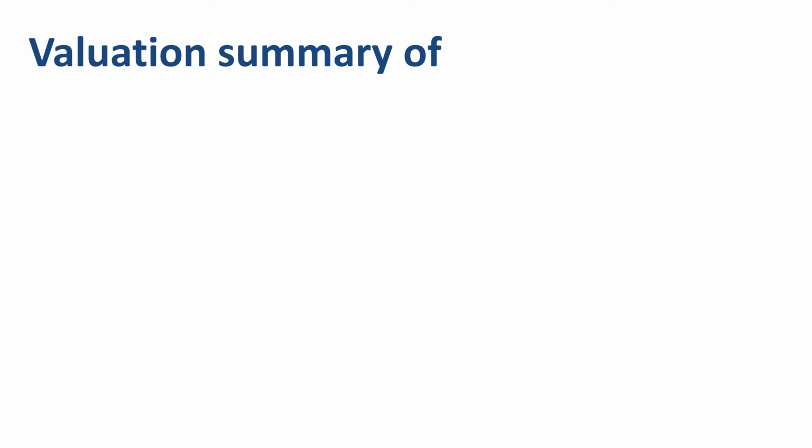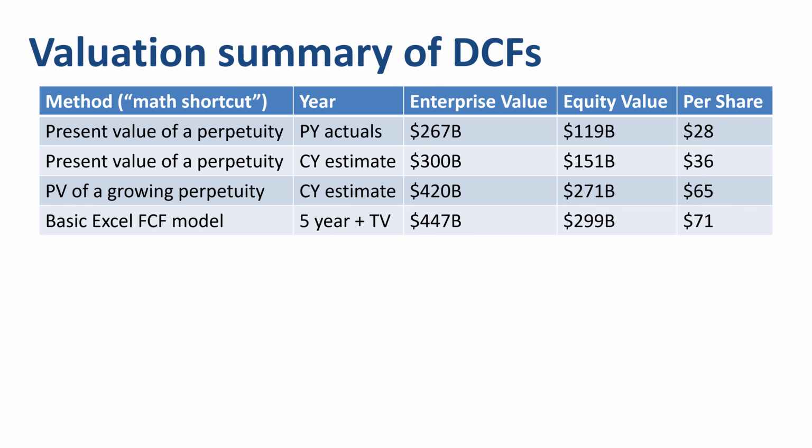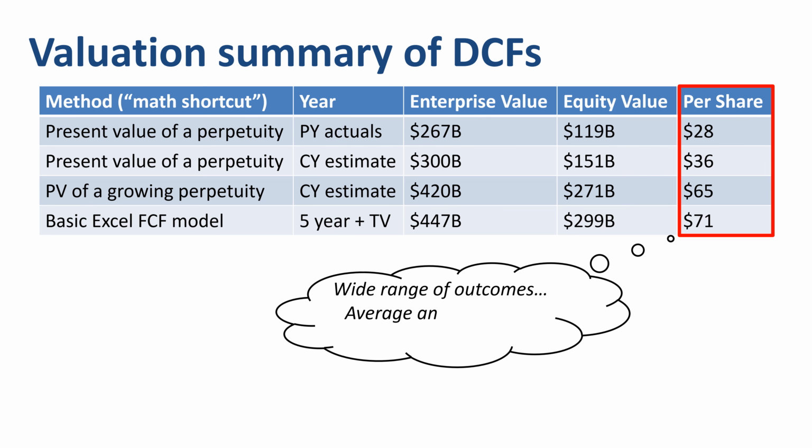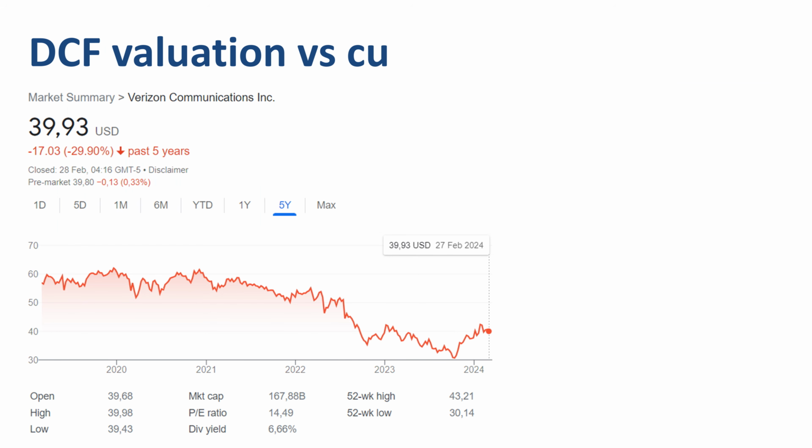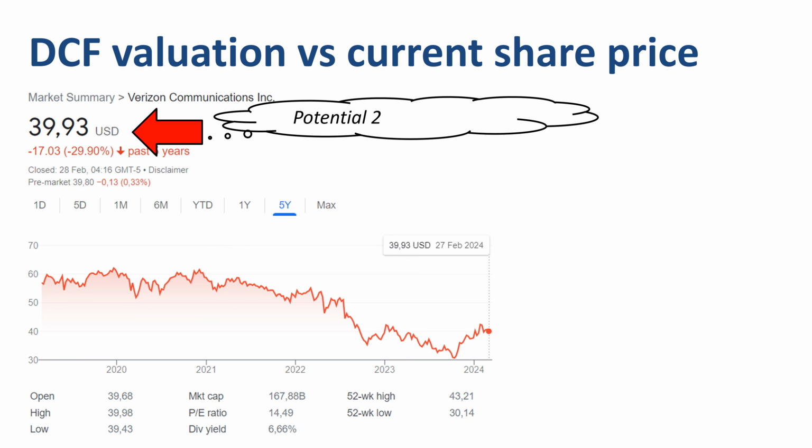If we add this value to our table that we started earlier, we have now added the highest estimated share price so far. Across the 4 methods used, there is a very wide range of outcomes, from $28 to $71. Both the average and the median of these 4 values are around $50 per share. Let's see how that compares to the current share price at the time of making this video, which is $40.